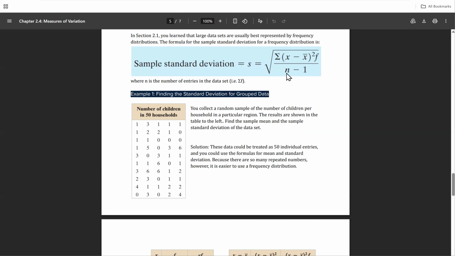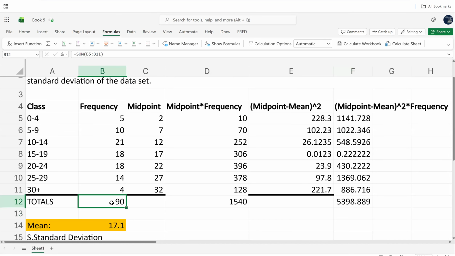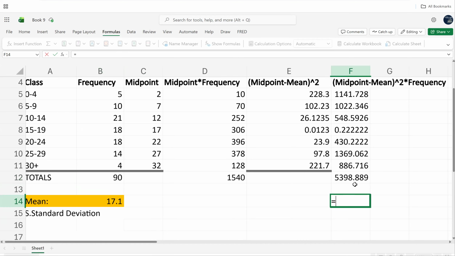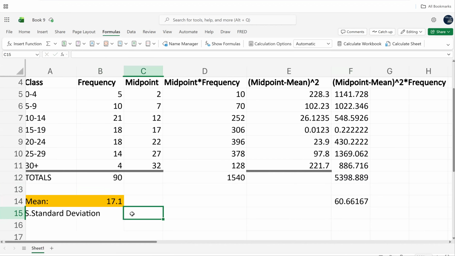The next thing is to divide that number that we just got by n minus 1. Remember that this number right here is n. So in our case, n minus 1 is going to be 89. So if we take an empty cell here, I'm going to type equals, and I'm going to select that sum and divide by n minus 1, or 89. This will get me the variance, actually, but we want the standard deviation.